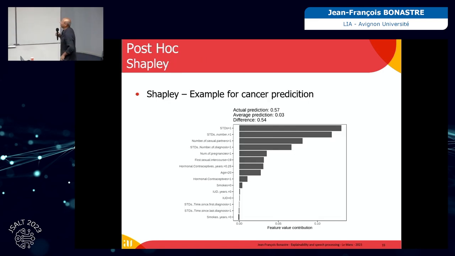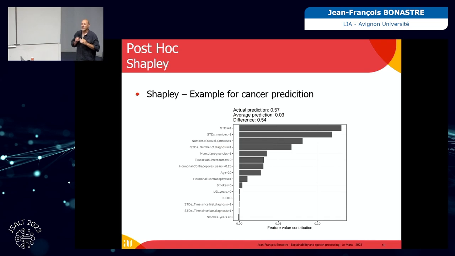So for example here, in a cancer prediction system, you could see the influence of each of the features, tabular features in this case, on the decision. Compared to the average decision, the random decision of the system, we have here a decision really higher, of 54. And this difference is explained by the features shown here. To obtain the difference 54, you just have to add the contribution of the individual features.